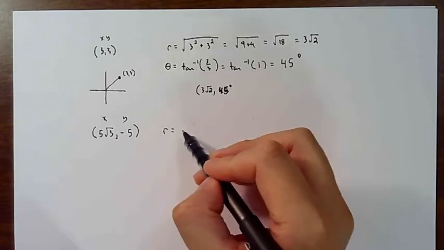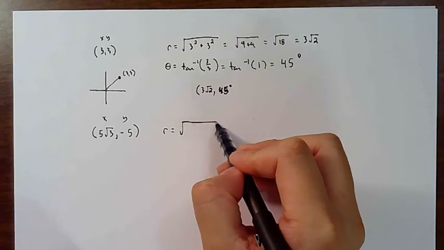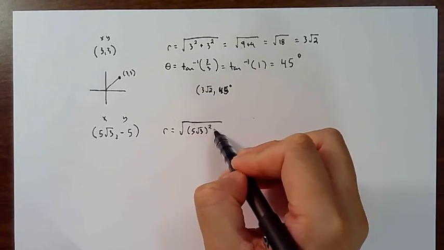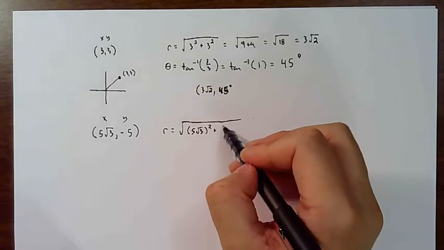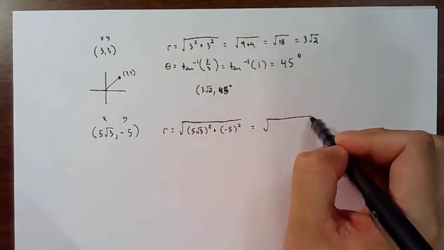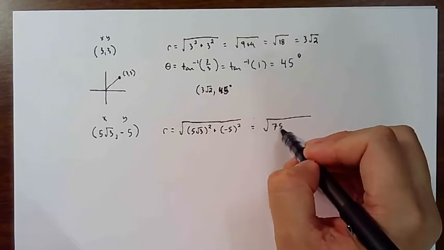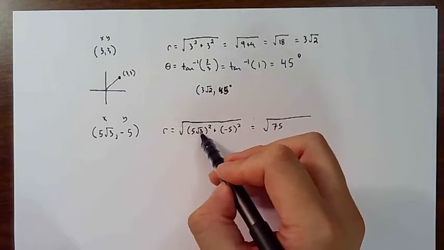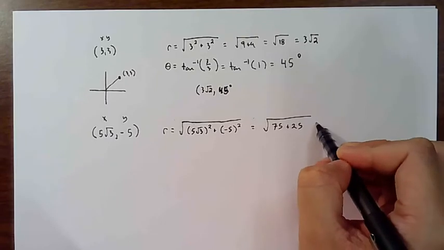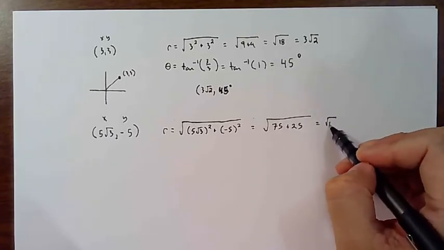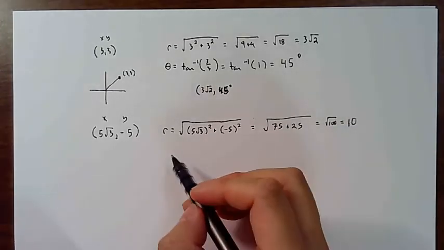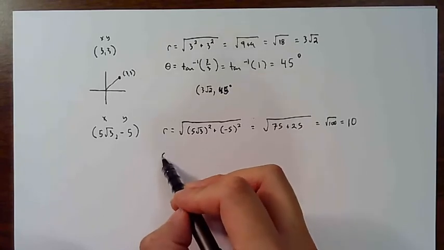Okay, so we're going to find r in this new case here. So r is equal to the square root of x squared plus y squared. Okay, so this is going to be square root of 75, because you'll square the 5 and the 3, so that'll be 25 times 3, or 75, plus negative 5 squared, which is 25. So this is going to be square root of 100, or just 10, which is nice. We like that a lot. And then I'm going to find my theta.